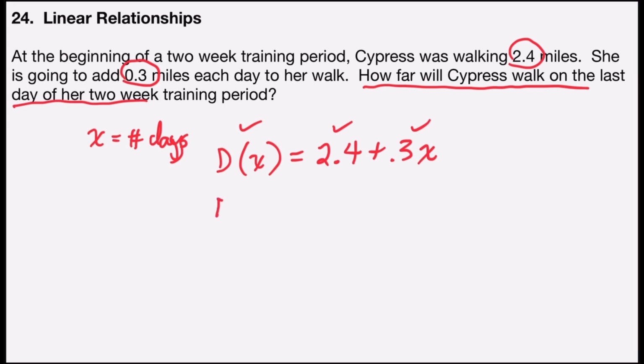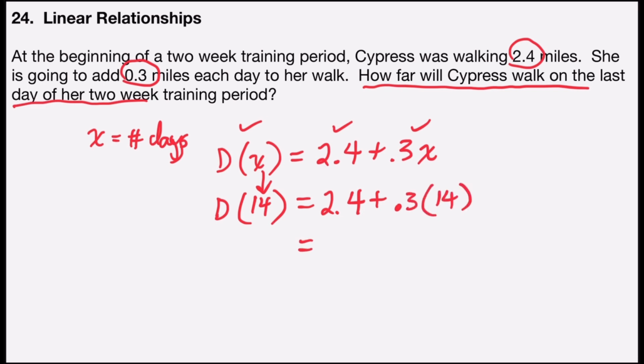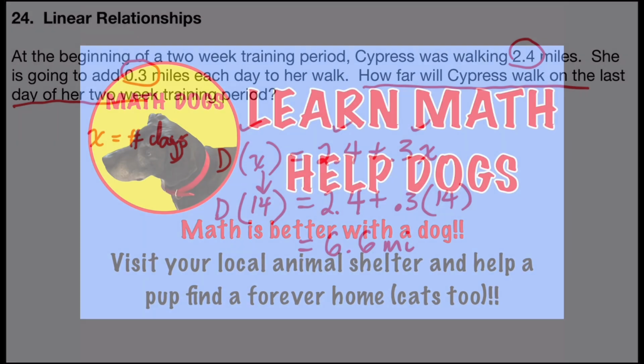I want to find the distance on the 14th day. So I want to find d of 14. So I'm going to allow x to equal 14. So 2.4 plus 0.3 times 14. If I punch 0.3 times 14 into a calculator and add 2.4, I find out on the 14th day, Cypress would walk 6.6 miles.